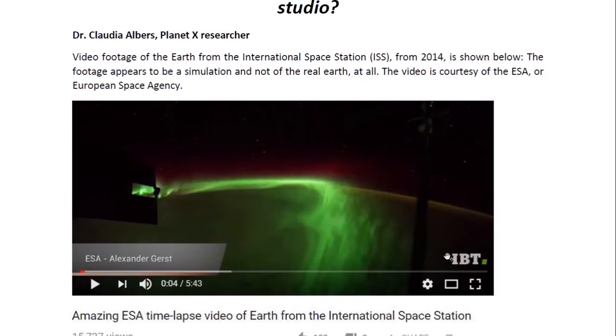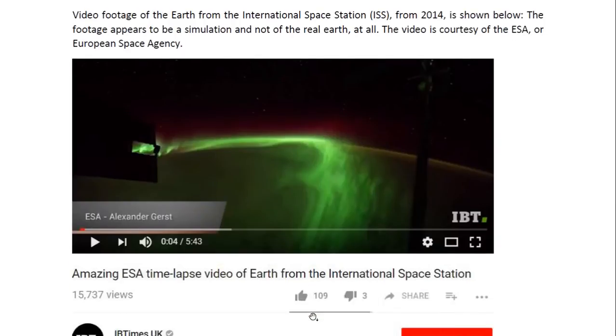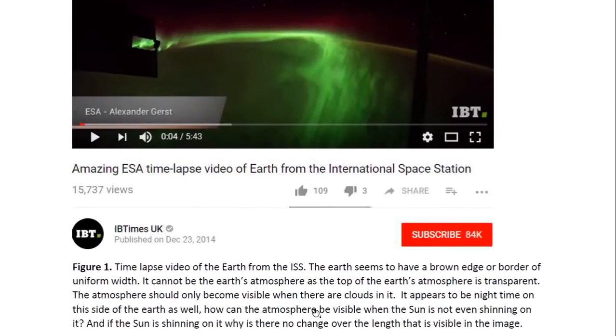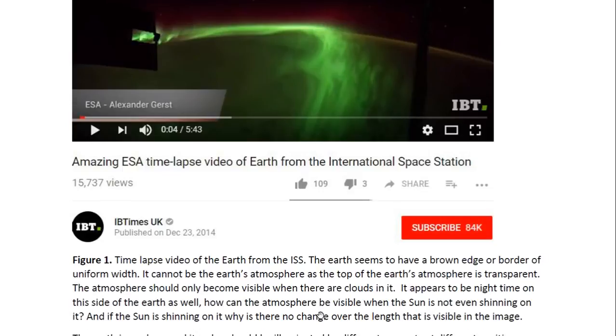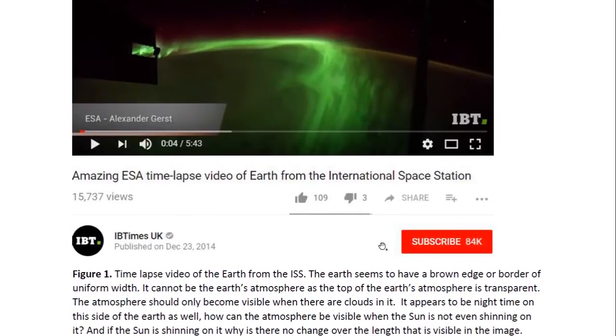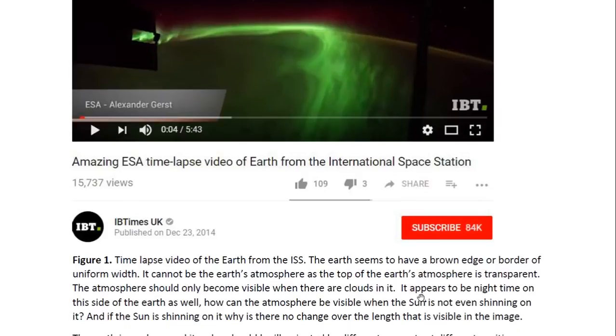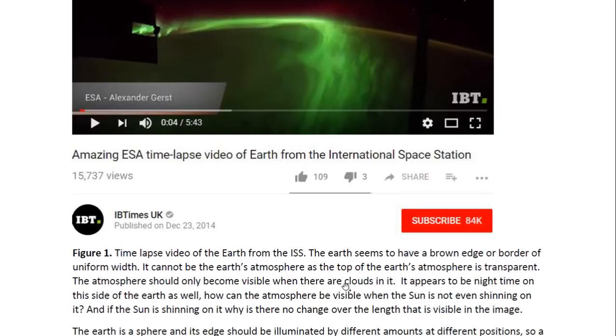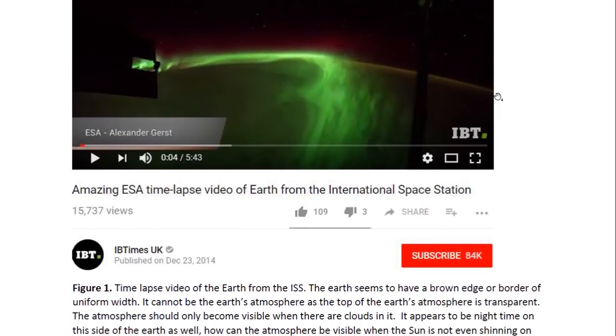But this video appears to be a simulation, not of the real Earth at all. And this video is courtesy of the ESA, and that means it comes from the European Space Agency. Now, one of the things we see here is this brown edge. And this brown edge is of uniform width through the length of it that we see. And so it's very strange. It does not appear to be the atmosphere because it's opaque.